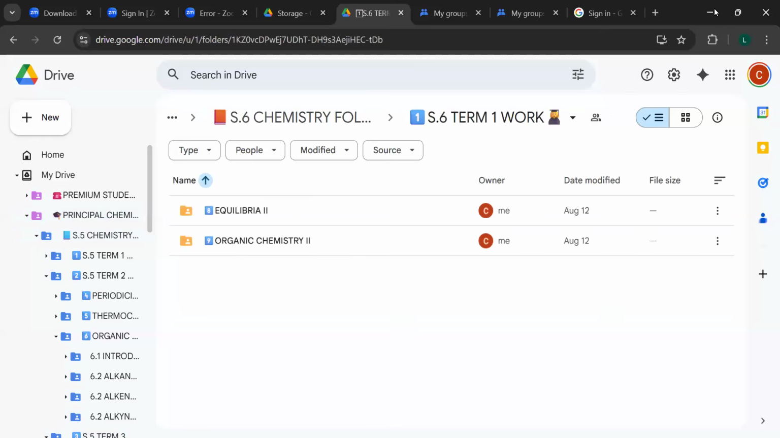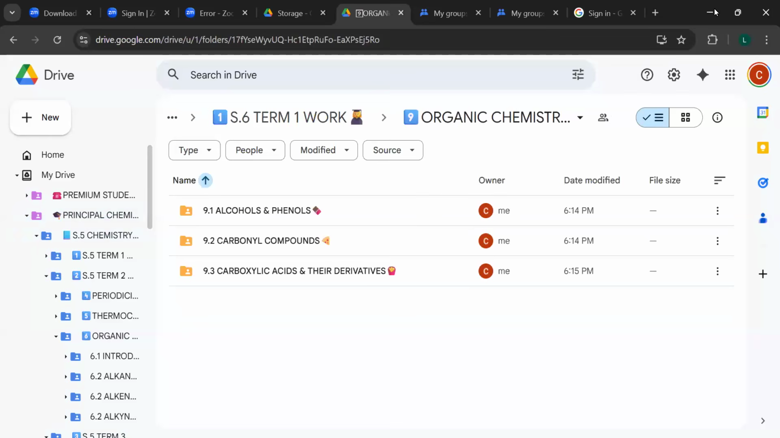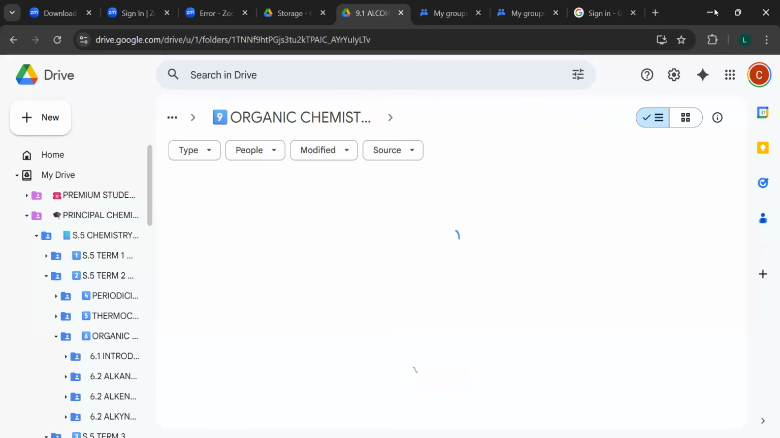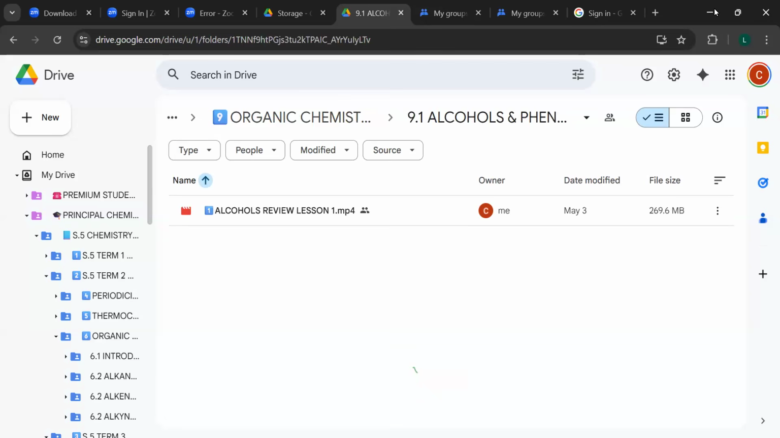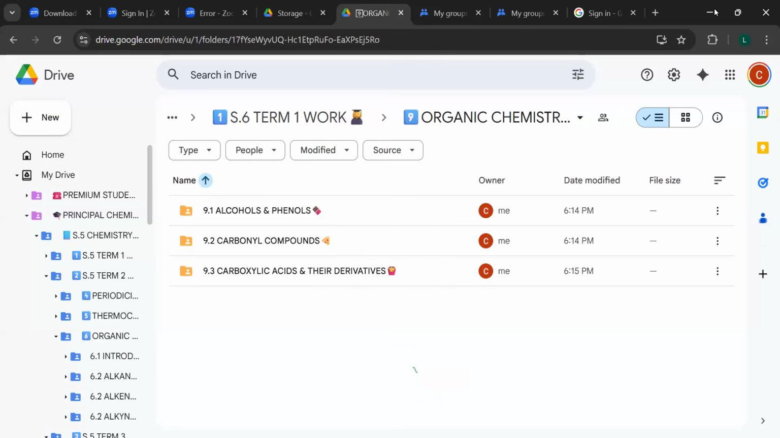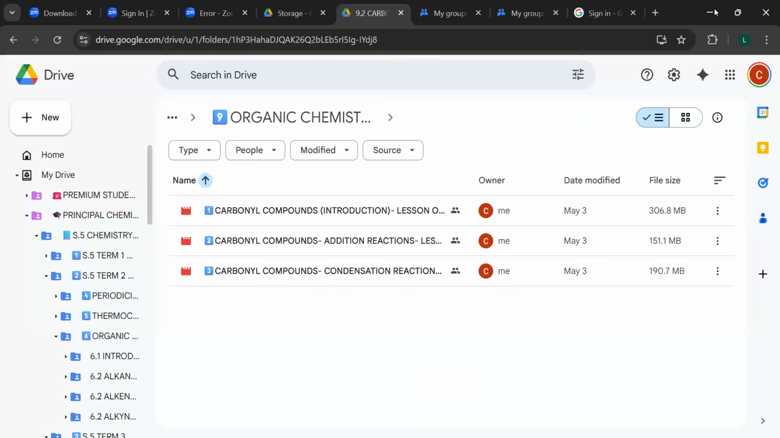Term 1, we have Organic Chemistry 2, where we have alkyls and phenols, carbonyl compounds, carboxylic acids and their derivatives. So under alkyls and phenols, the lesson is there. You can check, it is there ready for you. Then under carbonyl compounds, we have 3 lessons there. They are there ready for you: the introduction, the one for addition reactions, and the one for condensation reactions.